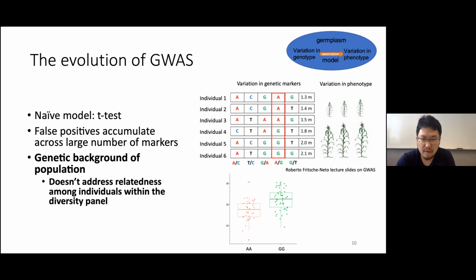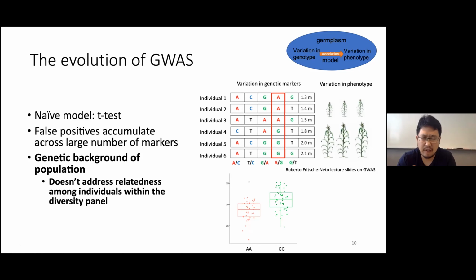And the other thing is, we're talking about genome-wide association study within the context of a germplasm or a population. So there's a genetic background of the specific population you're using. That relates to the question just asked a few slides ago. So this naive model of t-test does not address the relatedness among the individuals in this panel.